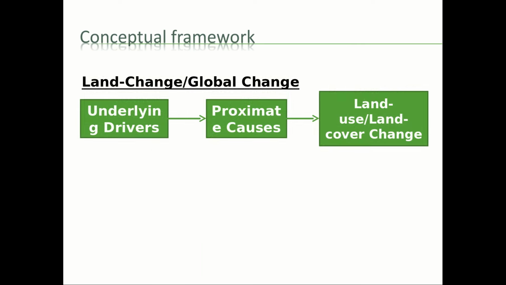Now, when we talk about land change science, we have a well-established chain of events where underlying drivers, things like economic growth or improvement, drive changes to the landscape through proximate causes. So underlying drivers would drive me to say, go out and get my chainsaw and cut down forest. Me cutting down the forest is a proximate cause of land use and land cover change.